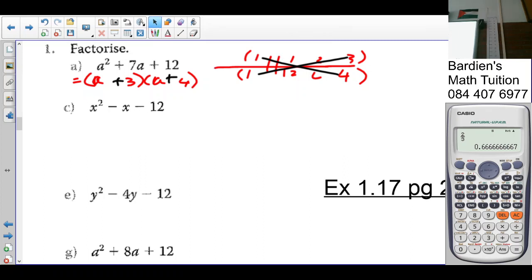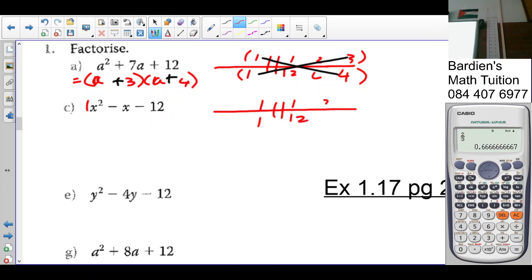Let's look at the next one. Product line. The factors are 1 and 1. For 12 it is 1 and 12, 2 and 6, 3 and 4. Do we add or subtract our products? We subtract them, because it's minus. So it's going to be 4 and 3. 1 times 4 is 4, 1 times 3 is 3. I subtract it, I get 1. And that's what I want. I want the 1 there.